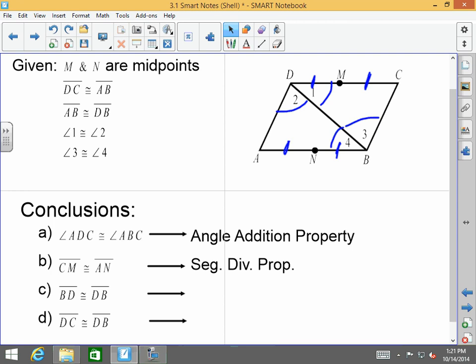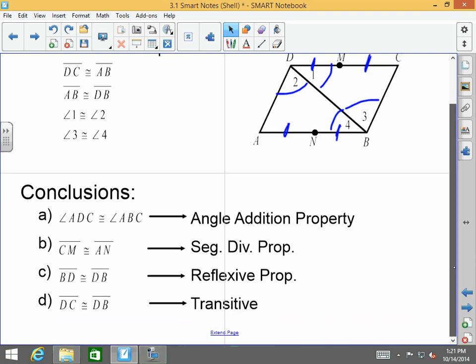How would BD be congruent to DB? It's not an angle, but okay, reflexive property. Isn't BD the same as DB? Then we just talk about the reflexive property, that angles or segments are congruent to themselves. And then how can I say that DC is congruent to DB? Transitive property. Very good. Excellent. Well played, my friends. Okay. Let's try another one.